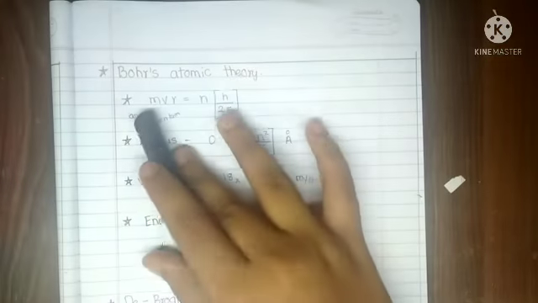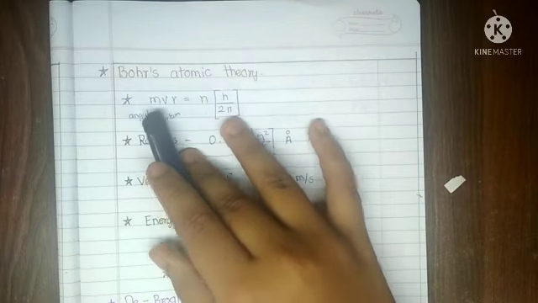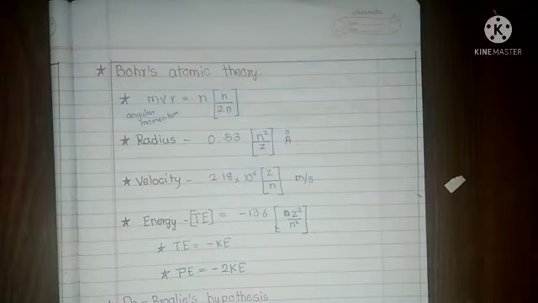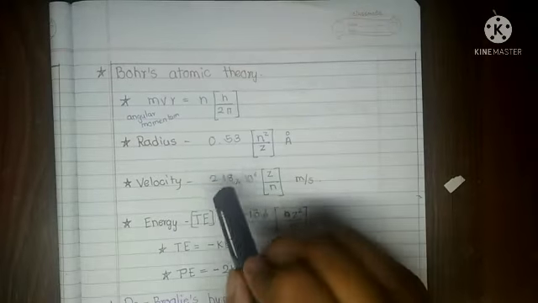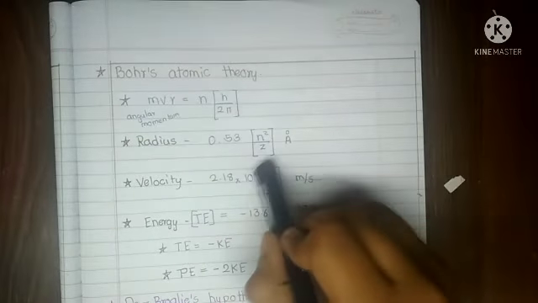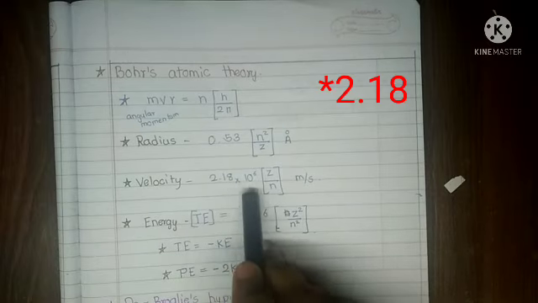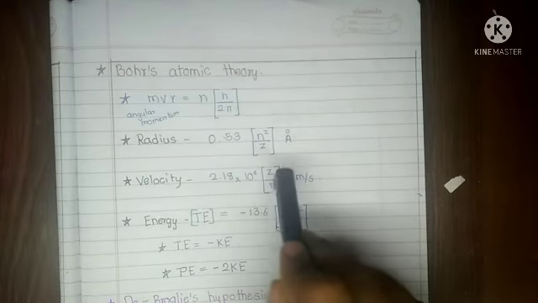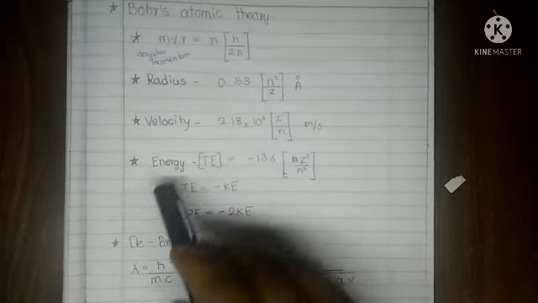Bohr's atomic theory. Here, mvr is equal to n into h upon 2 pi. Radius is equal to 0.53 into n square upon z angstrom. Velocity is equal to 2.8 into 10 raised to 6 into z upon n meter per second.